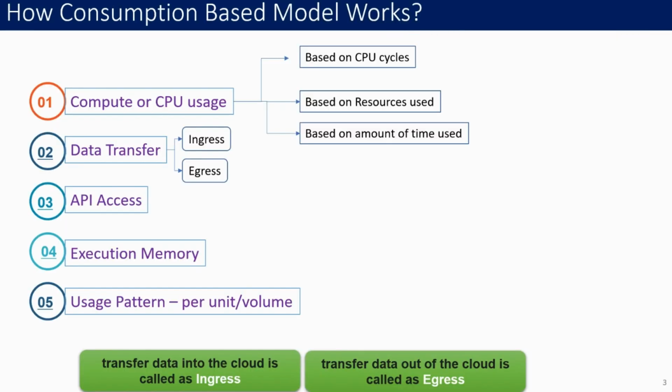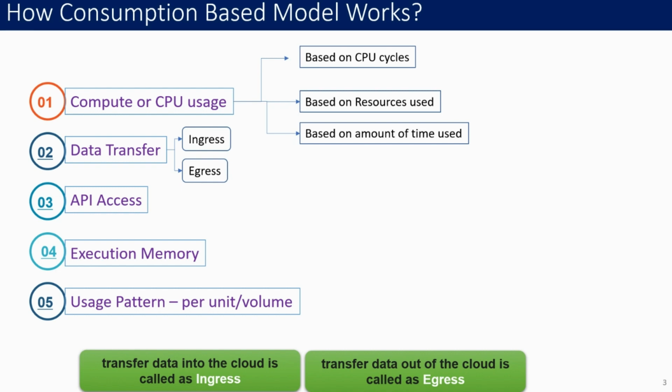Now, let's see how the consumption based model works. The first one is compute or CPU based billing. It's a method of billing customers based on the amount of computing resources they use. This can be done by measuring the number of CPU cycles or the amount of time that the customer's code runs on a server. With either of these, customers will be charged based upon their usage.